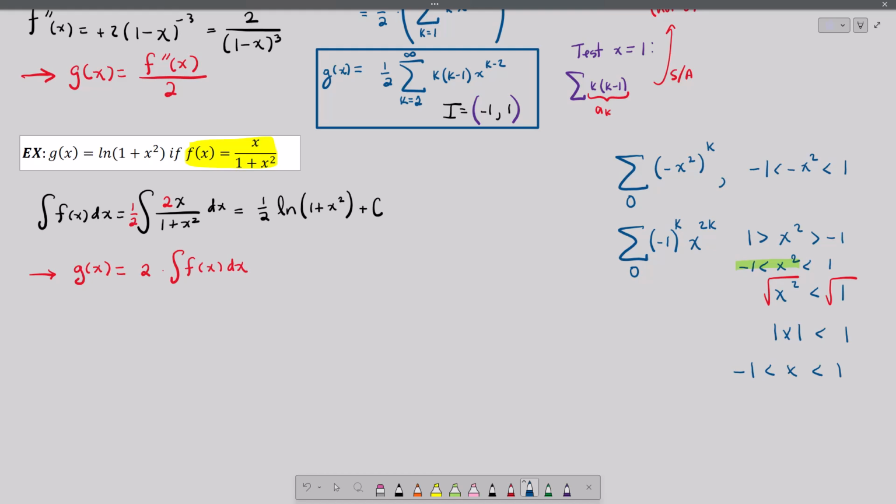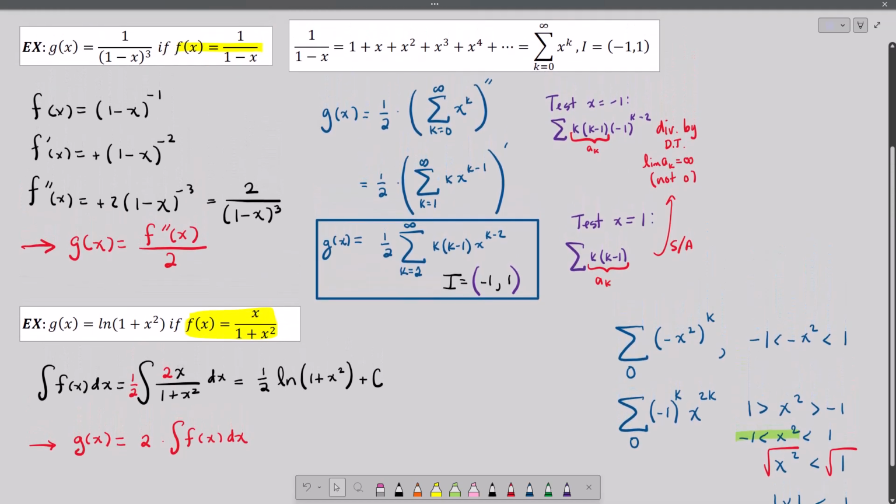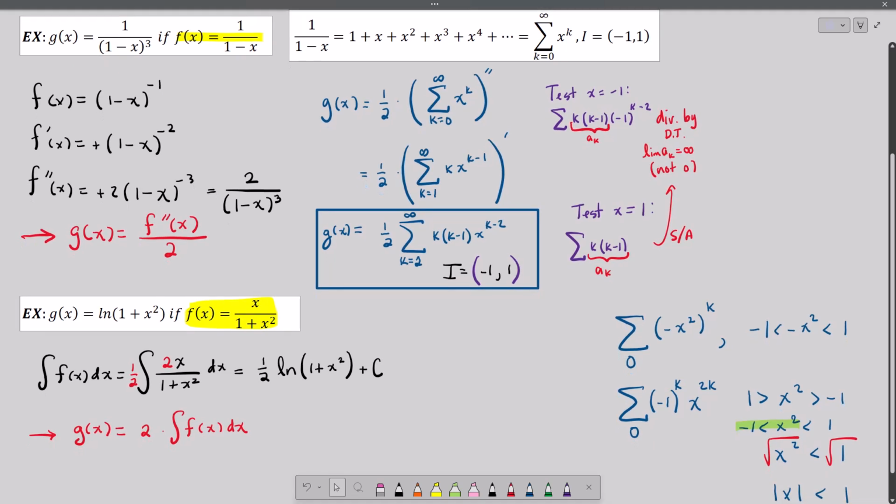So we're almost there. We're not there quite yet. What's the other thing that we need to do to get to this? So we replace the x with negative x squared. What else do we have to do? Multiply by x.